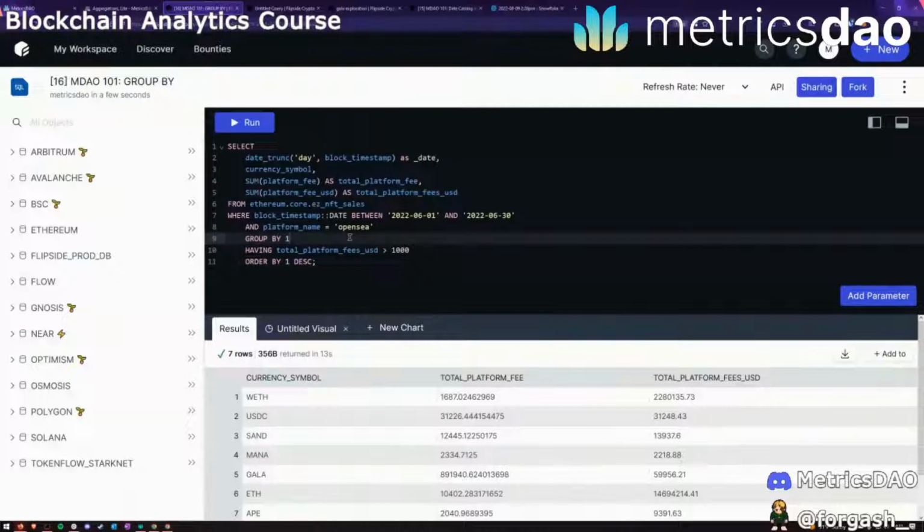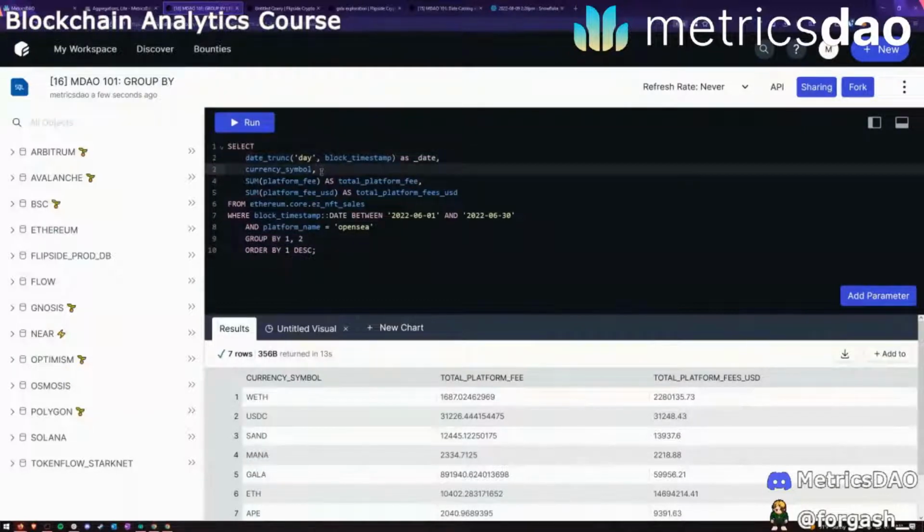But what we have to do is group by 1, 2. So just like order by, it'll follow a hierarchy here. So 1 refers to the first column. 2 refers to the second column. So basically, it'll take everything from the day first, and then it'll split it down into the currency symbol within that day.